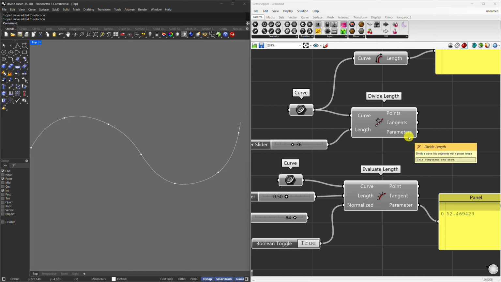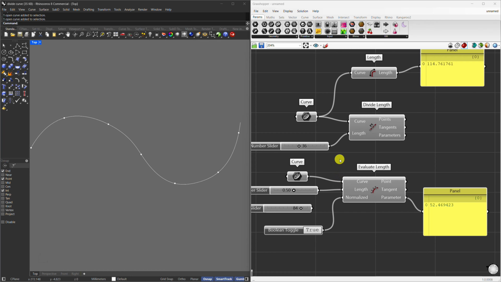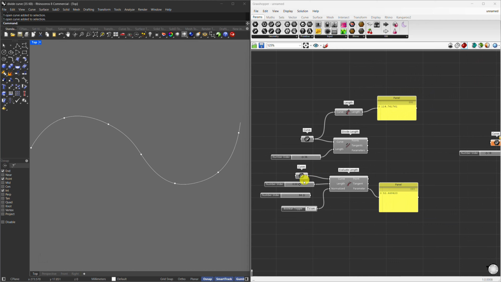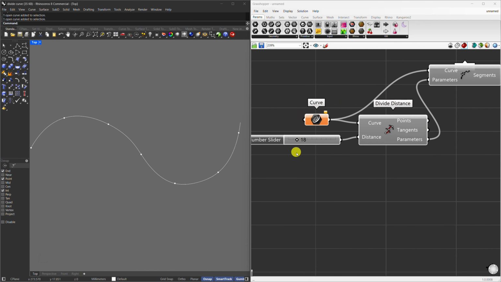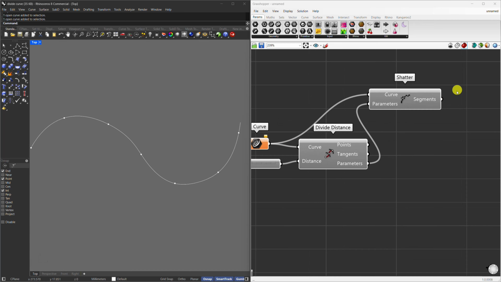Next, divide length. When we have a fixed length of panels, we use divide length. Also, we saw about checking the curve length or placing a point on the curve with the distance or with a particular percentage. Then we saw divide distance and the difference between divide distance and divide length. Then finally, we saw shatter to break the curve into multiple curves.